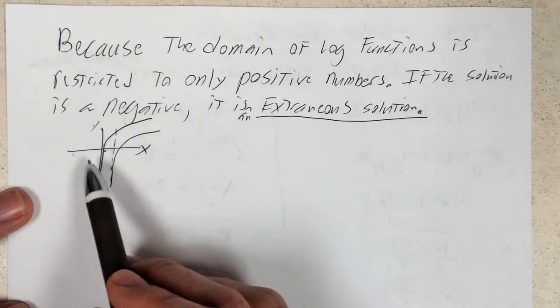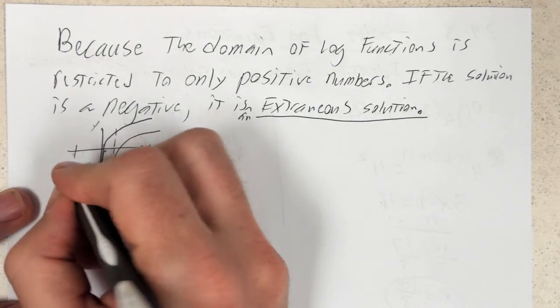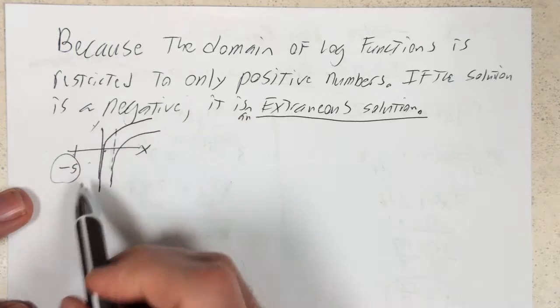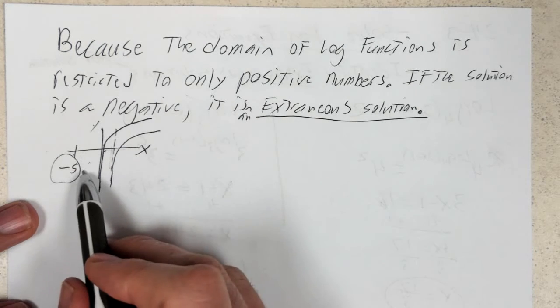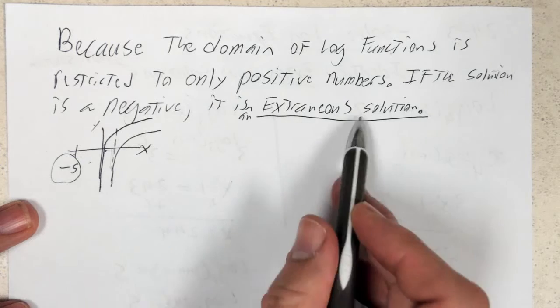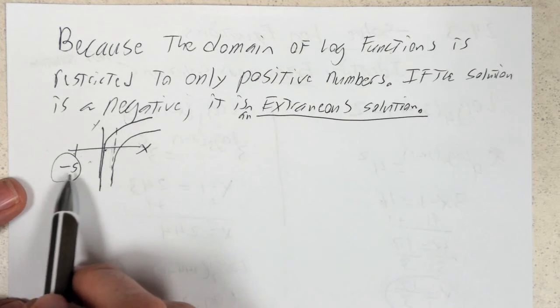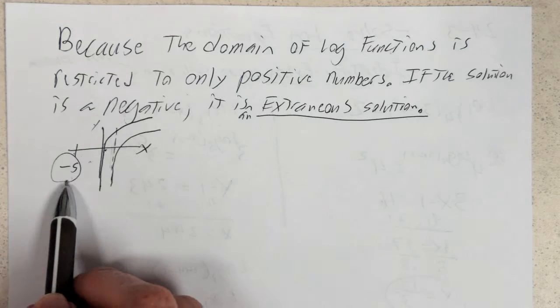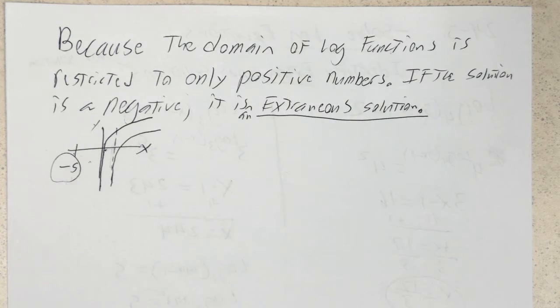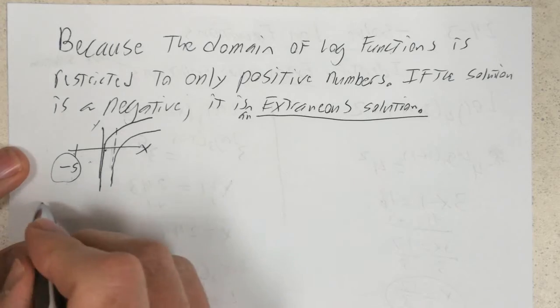So if our solution comes out to be -5, all right, well, that's not possible. So we're going to say that that is extraneous, right? Even though the math is telling us it is a solution, our real-world understanding of what's happening tells us that's not possible. Okay, so let's look at one where we have an extraneous solution.